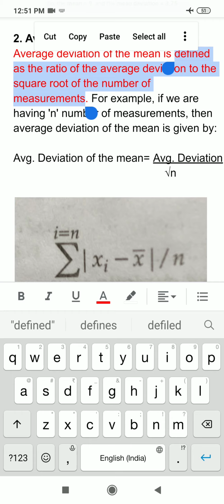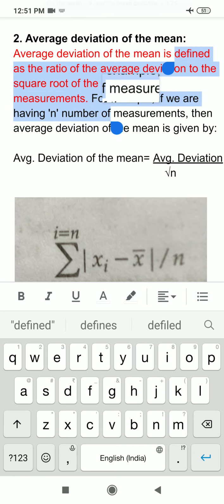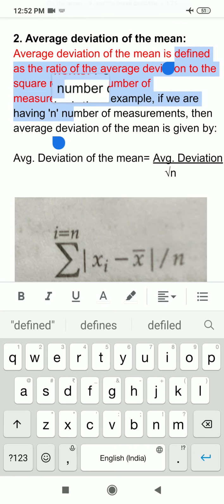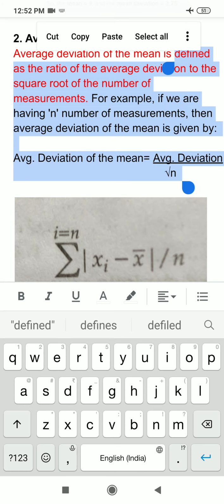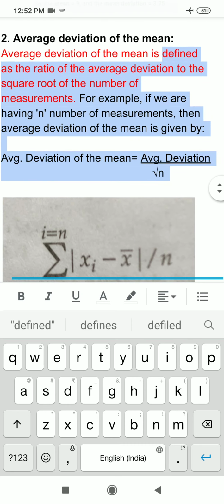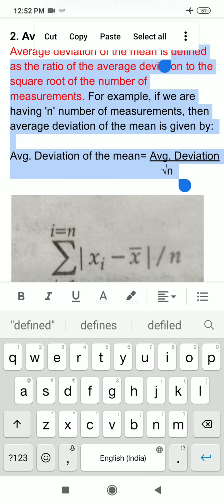Average deviation of the mean is defined as the ratio of the average deviation to the square root of the number of measurements. For example, if we have n measurements, then the average deviation of the mean is given by the average deviation divided by the square root of the number of measurements. So the average deviation of the mean would be equal to the average deviation divided by the square root, or under root, of n. This is the way of expressing average deviation of the mean.